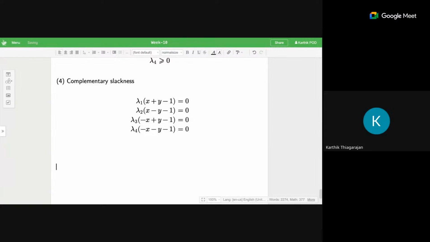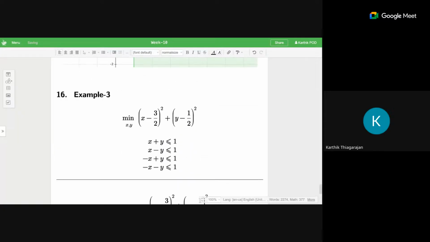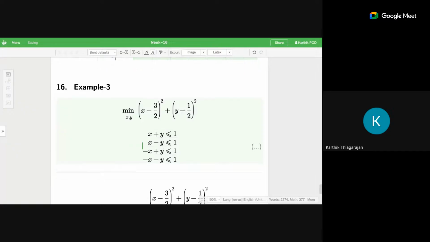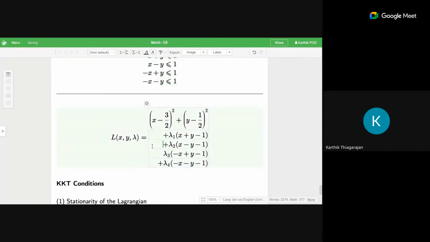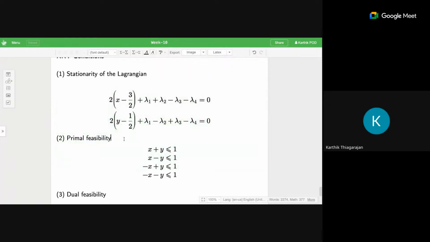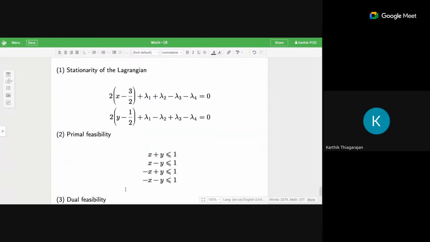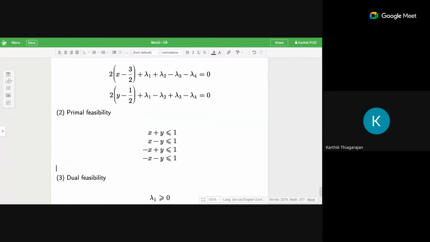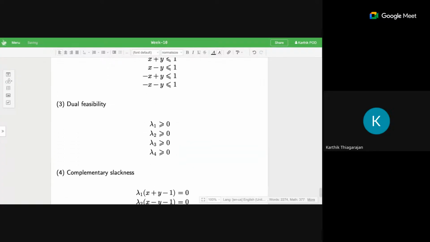Why did I give you this example? Just to give you a sense of what happens when there are multiple constraints. If there are multiple constraints, you need as many KKT multipliers as there are constraints, and you must know how to write down the 4 KKT conditions. You won't be asked to solve something as complex as this in the exam, but this is the procedure to approach a problem with multiple constraints. Is that clear for everyone?